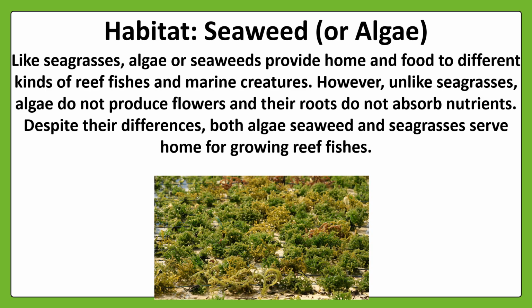Habitat, seaweed or algae. Like seagrasses, algae or seaweeds provide home and food to different kinds of reef fishes and marine creatures. However, unlike seagrasses, algae do not produce flowers and their roots do not absorb nutrients. Despite their differences, both algae, seaweeds, and seagrasses serve as home for growing reef fishes.